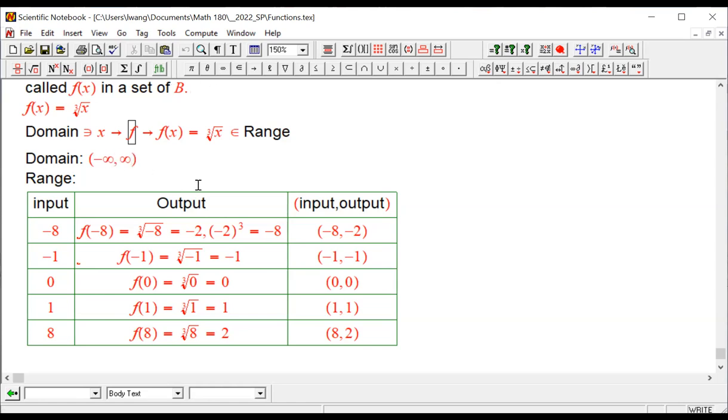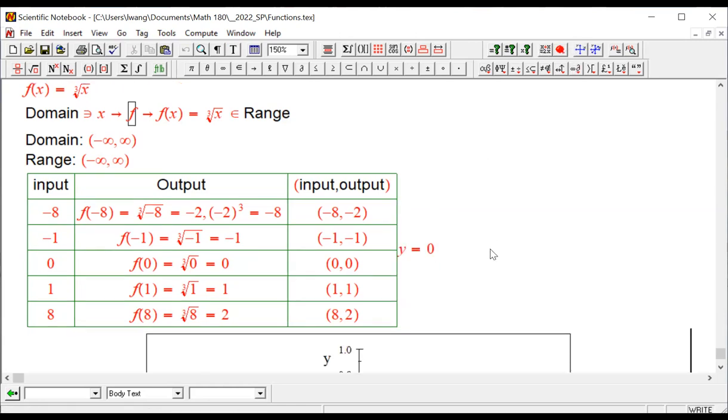How about range? It looks like the output can be negative, can be 0, can be positive. So range is all real numbers as well. So let's graph. So we're going to put the points in place.